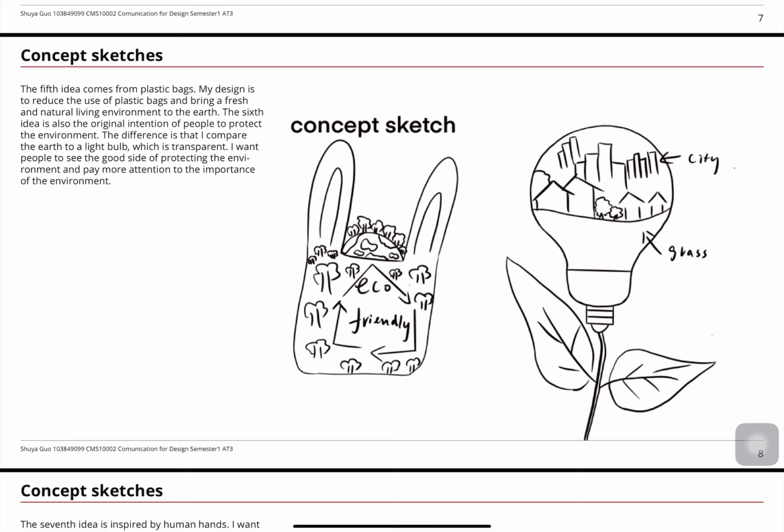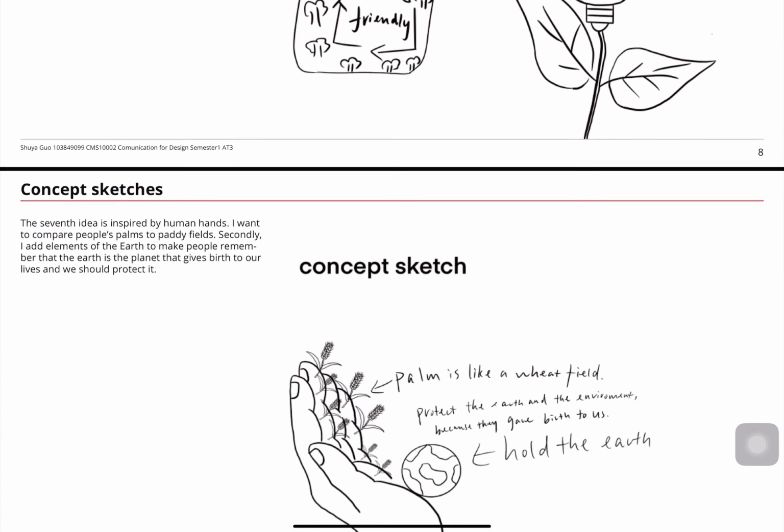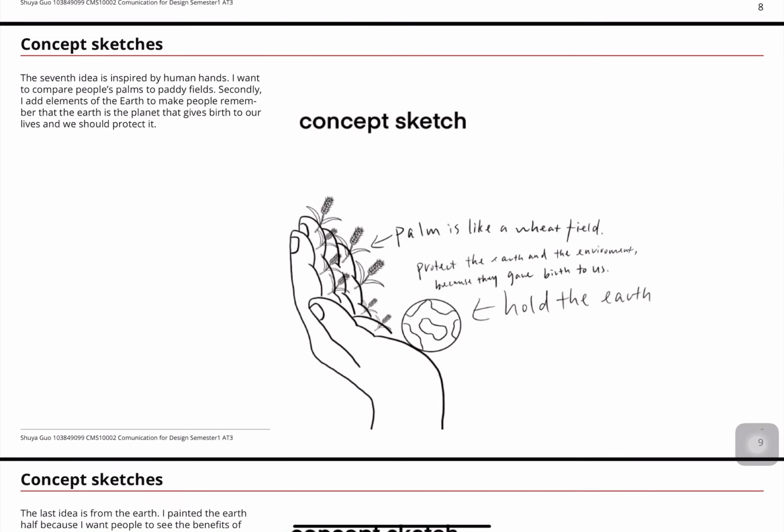The difference is that I compare the earth to a light bulb, which is transparent. I want people to see the good side of protecting the environment and pay more attention to its importance. The seventh idea is inspired by humans' hands.